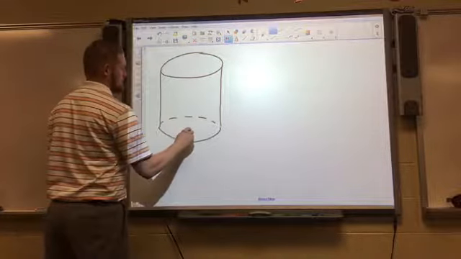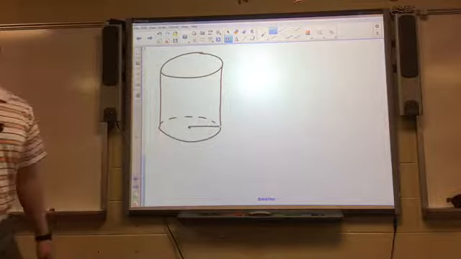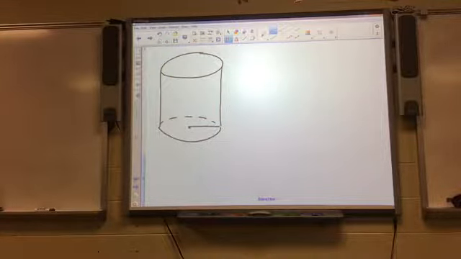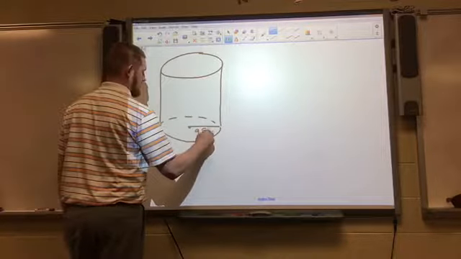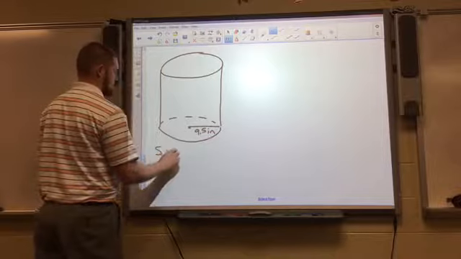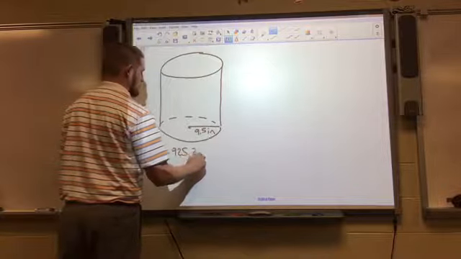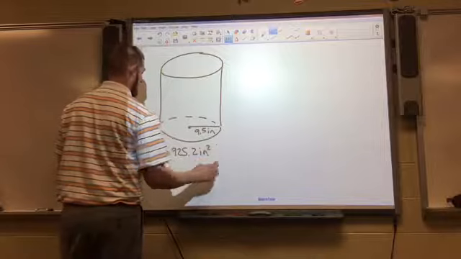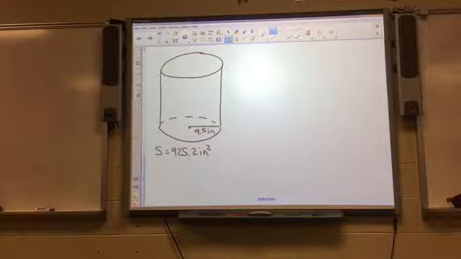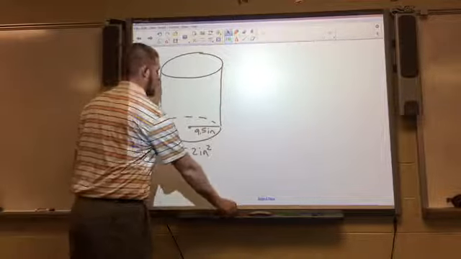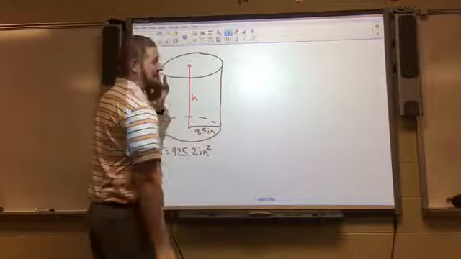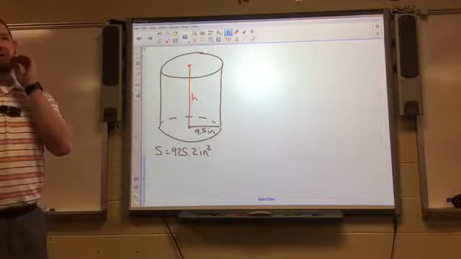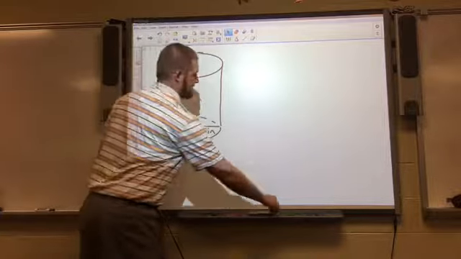They tell us that the radius of this cylinder is 9.5 inches. And they tell me the surface area is 925.2 inches squared. We want to know what's the height. Jacob, you think you can set that up?